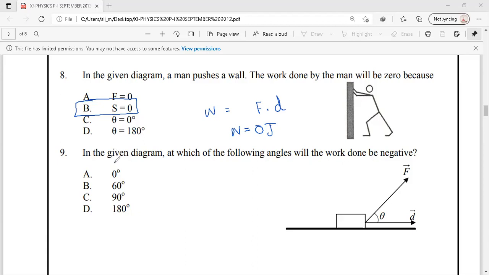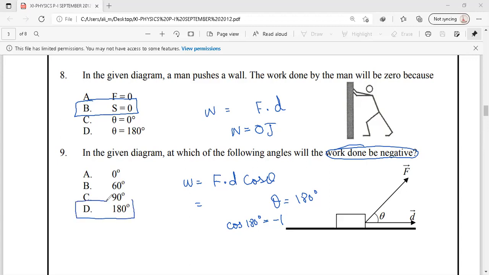In question number 9, we have a diagram in which force is acting with the displacement D and making an angle theta with the horizontal axis. So at which angle is the work done said to be negative? We know that work done is equal to F D cos theta, and for cos theta less than 0, the angle should be equal to 180 degrees. So cos of 180 degrees is equal to -1. So in that case, the work done on the body is known as negative work. So option D is the right answer.